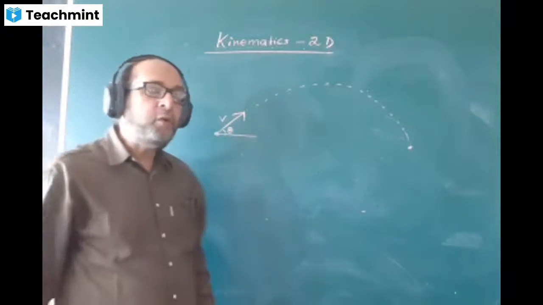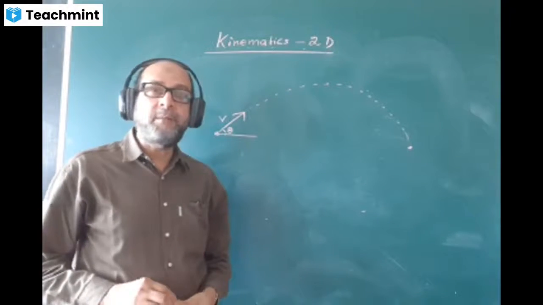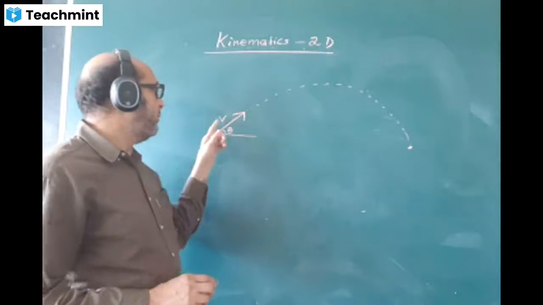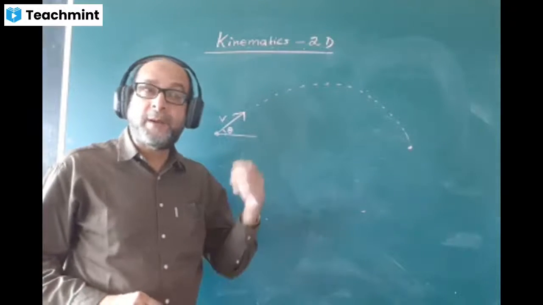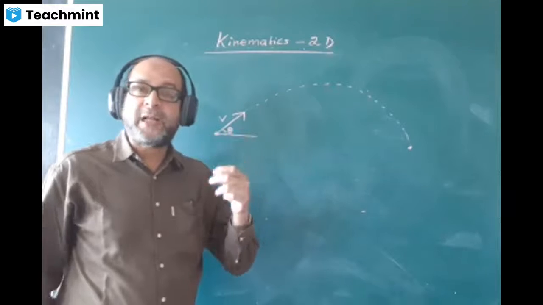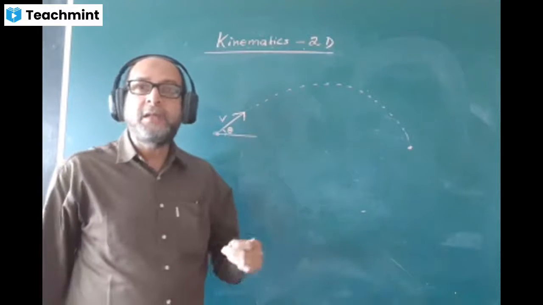And we want to show mathematically that when a body is thrown, projected making an angle theta with the horizontal, it takes up a parabolic path. The path of the projectile, the body which is moving, is parabolic.